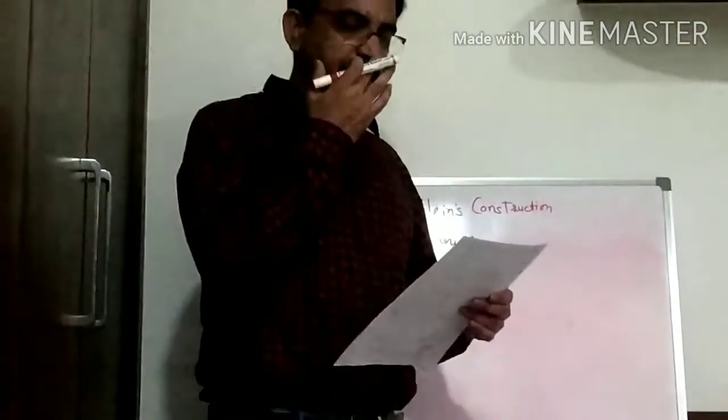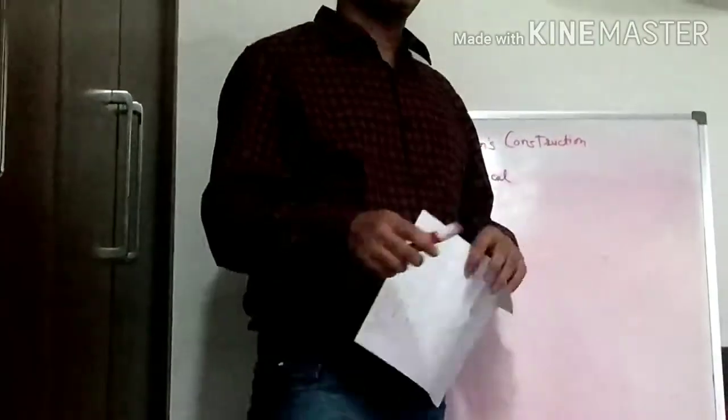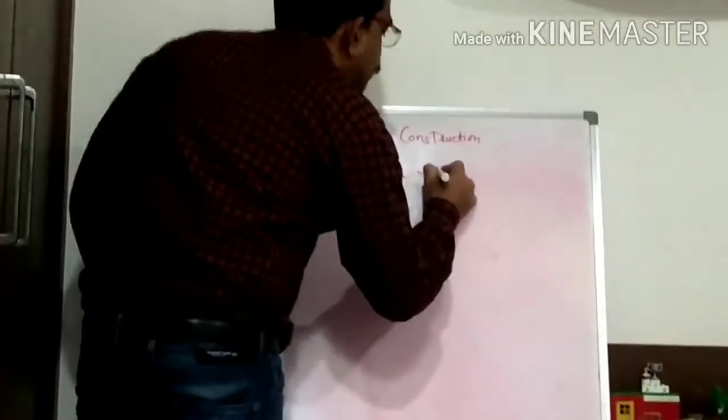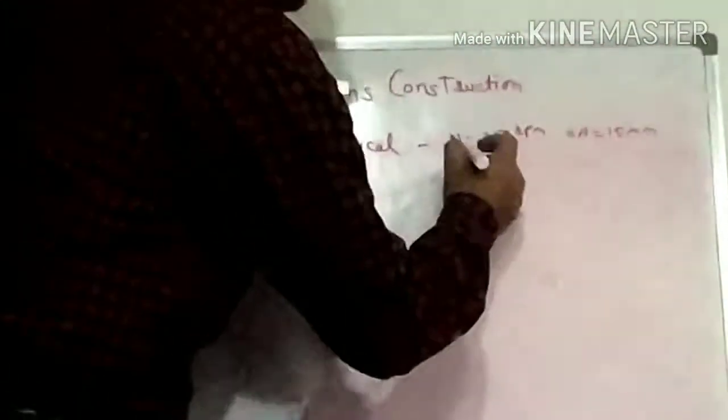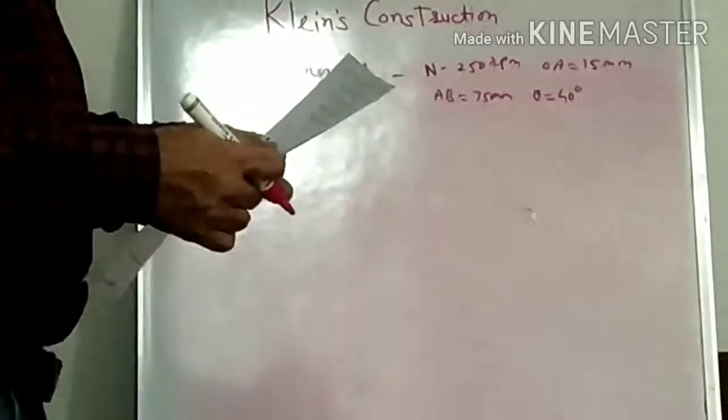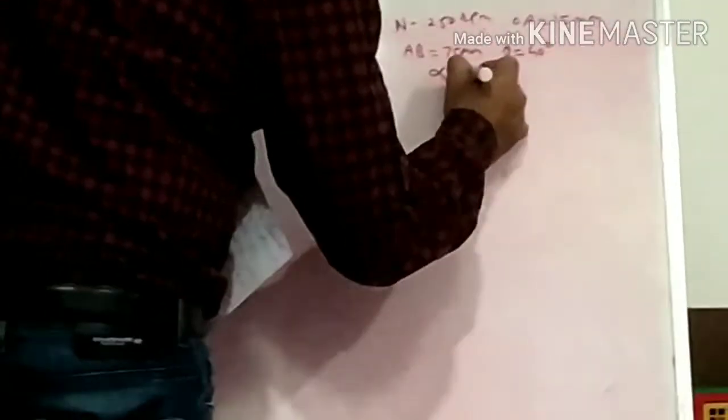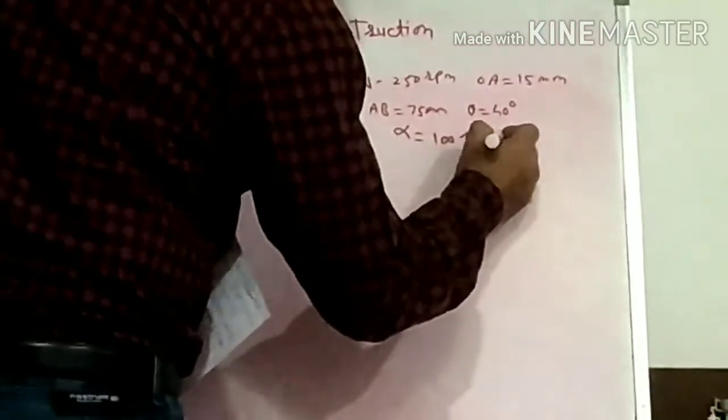In an IC engine mechanism, the crank is rotating at 250 rpm in the clockwise direction. So here the speed is given, 250 rpm. Then the length of the crank is 15 mm, so OA is equal to 15 mm. The connecting rod is 75 mm long, that is AB is equal to 75 mm. When the crank turns through 40 degrees from the inner dead center, so theta is 40 degrees, and its angular acceleration is 100 radian per second square. So alpha is given as 100 radian per second square.